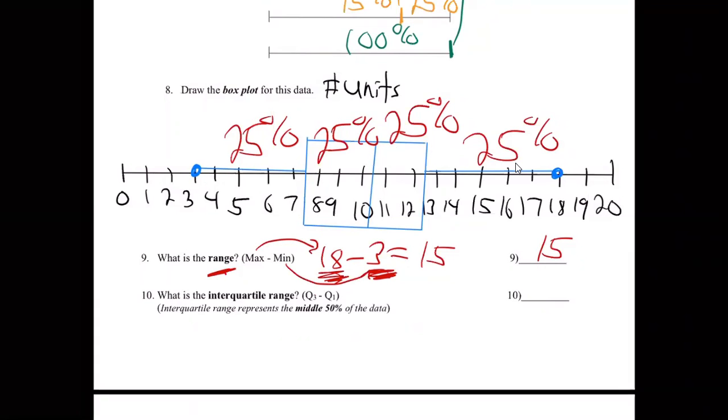And then the next one they're asking us for the interquartile range, which is Q3 minus Q1. So Q3 minus Q1. Do you remember what Q3 is?